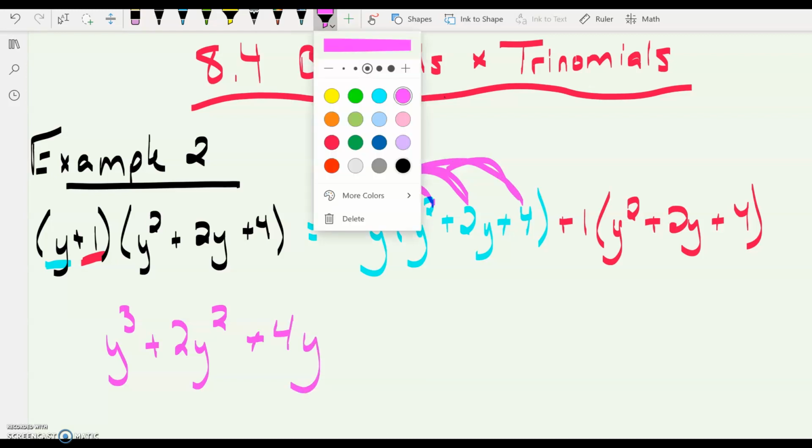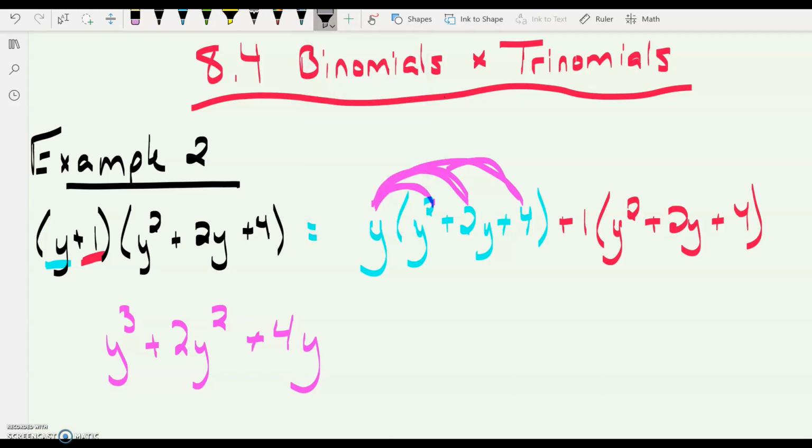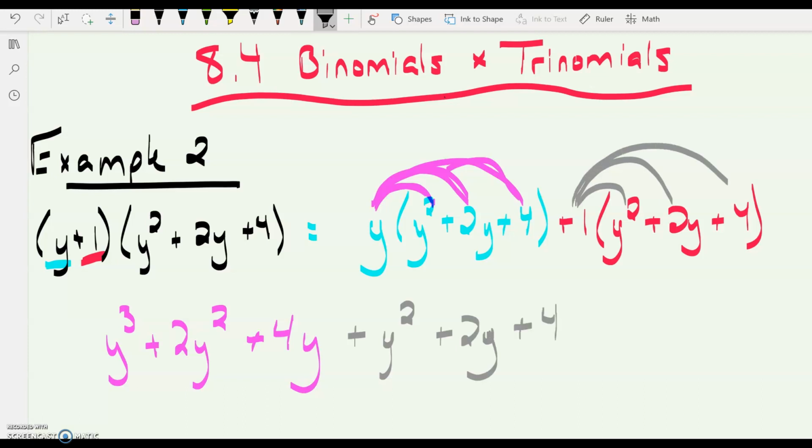Then I'm going to go in and take a look at distributing the 1 to everything. 1 times y squared is positive y squared. 1 times 2y is positive 2y. And positive 1 times 4 is positive 4. And now we need to go in and take a look to see if we have any like terms here.